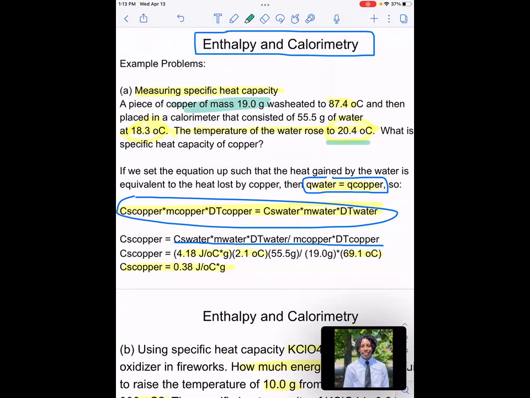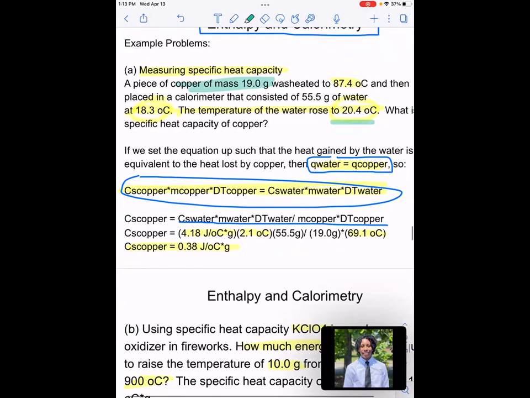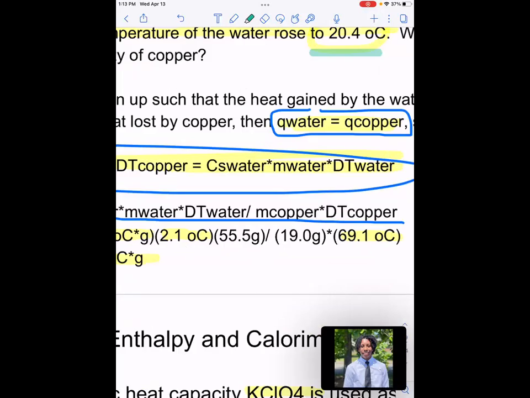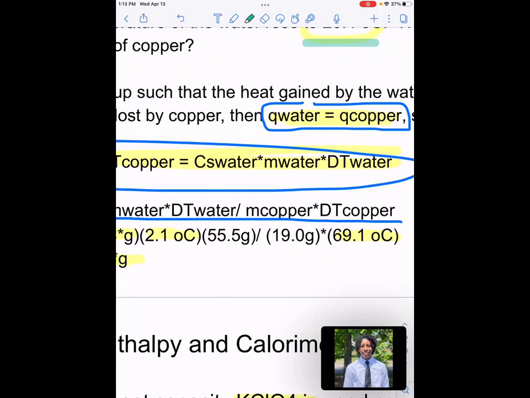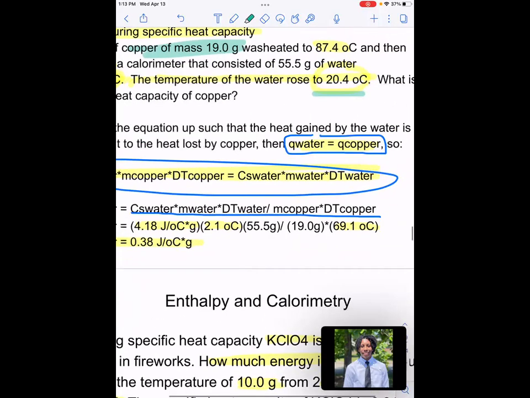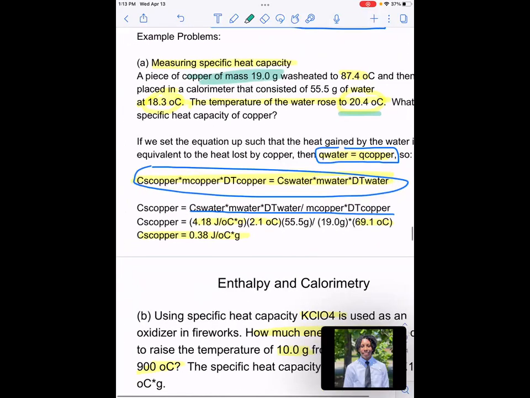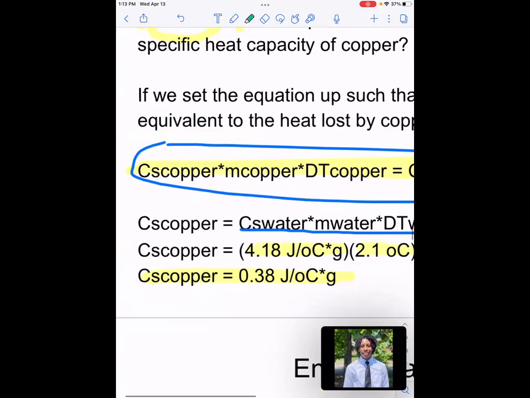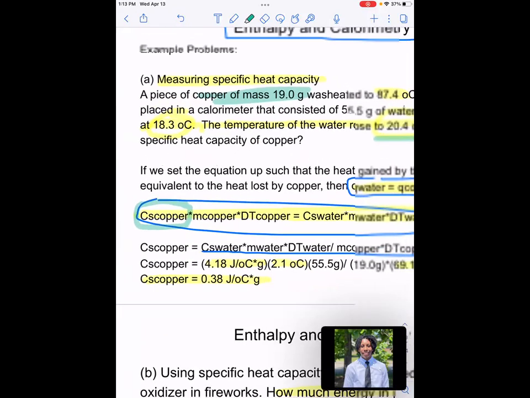So everything is at the same temperature. Based on that assumption and what we know about it, that's how we can set this equation up. Because if the heat lost by copper is the same as the heat gained by water, then the two Q's are equal, right? So Q water is equal to Q copper. And because of that, we can set the equation up like this and solve for this, right? Because that's what the question asked us.